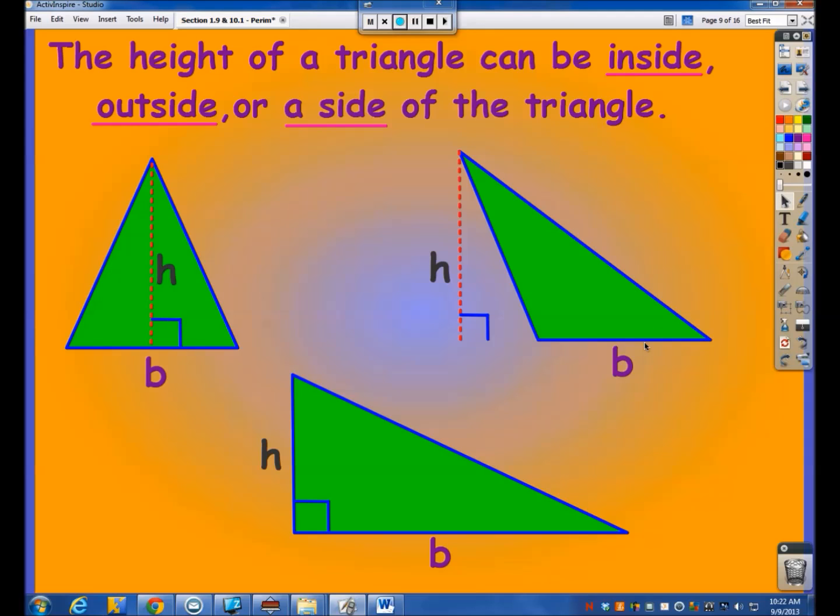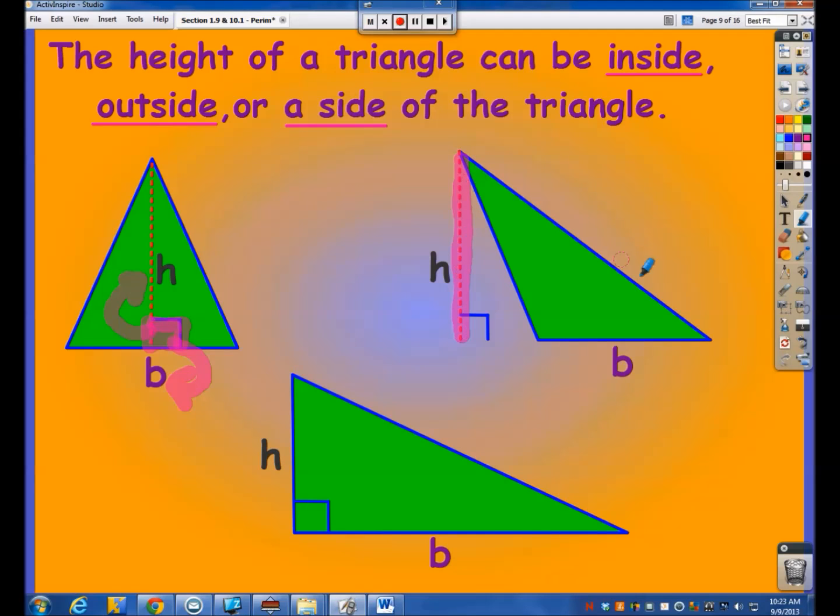Now for triangles, the heights can be located inside, outside, or it could be an actual side of the triangle. All right, so let me just highlight these few instances here. So here's where the height is inside the triangle. And again, notice, here's my 90-degree angle, and look what is adjacent to it. The height makes up part of that 90-degree angle, the base, the other adjacent side.